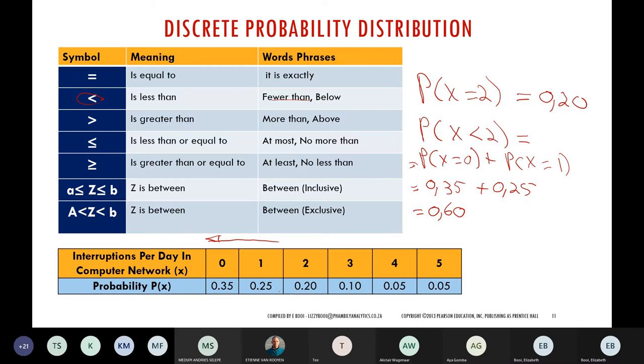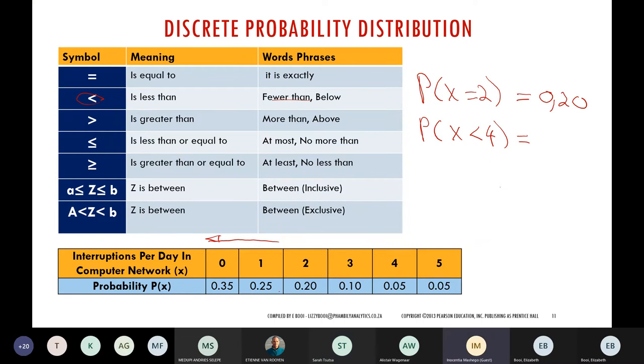What will be the probability that X is 4? What is the probability that X is less than 4? 0.05. Less than 4. 0.10. That X is less than 4, it will be all. It should be 0. So it is the probability that X is equal to 0 plus the probability that X is equal to 1, plus the probability that X is equal to 2, plus the probability that X is equal to 3. So you will have to add all of them.